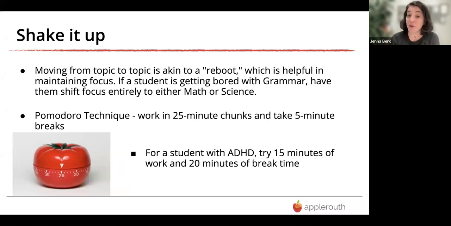I love the Pomodoro technique, so named because the person who invented it used their kitchen timer, which looked like a tomato. And the idea is that you're working for 25 minutes and then you take a 5-minute break. Work for 25 minutes, take a 5-minute break. If you've got ADHD, you might want to try 15 minutes of work, 15 or 20 minutes of break time. So giving yourself a little bit more time to bounce back.